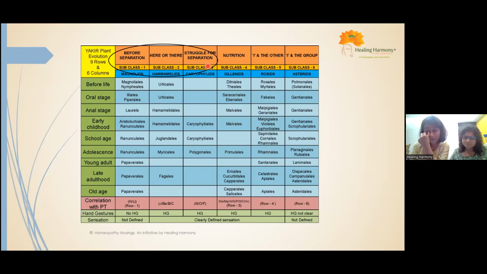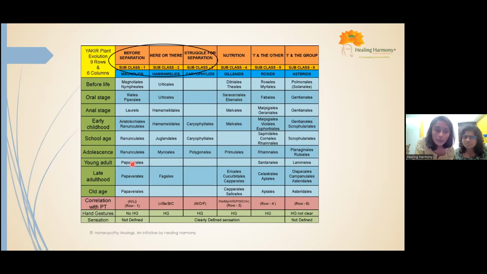Okay. See, her sessions are very deep and each session is 1.5 hours long. And you try to summarize it in 20 minutes, but you get the gist, right? There is a struggle. There is a struggle to separate, a struggle to be independent.